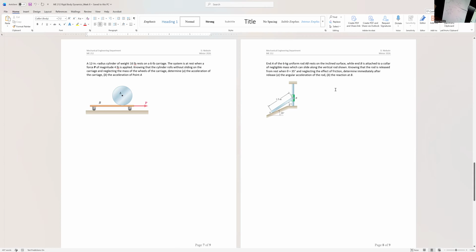If you look at the problem to the right, the problem to the left was done in, I believe, another video. The one on the right shows a bar AB on an incline of 25 degrees. It's connected to B, which is on a collar. Assume there's no friction. B is going to be released from rest at the position shown, where the angle theta is 35 degrees and the angle A to the horizontal is 25 degrees, and that's all we know. We'd like to calculate the angular acceleration alpha of the rod and the reaction at B.